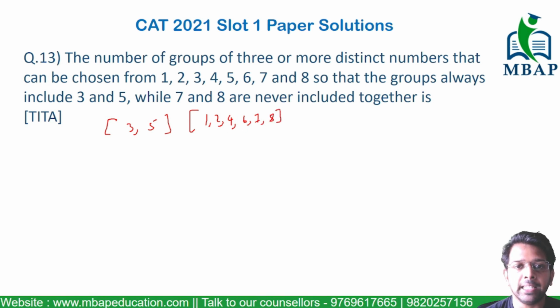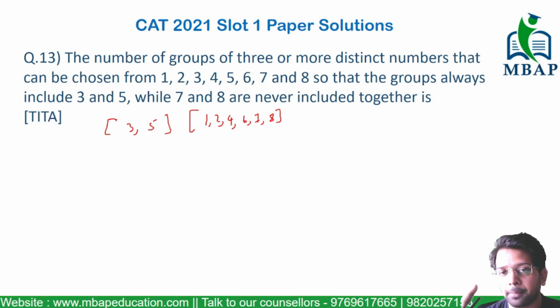I am left with these numbers which I can choose: 1, 2, 4, 6, 7, 8. There are 6 numbers which I can choose. I can choose at least one, or I can go to a maximum of all the 6 to be chosen together. Can I choose 0 out of it? No, because we want a minimum set of 3. 3 and 5 have already been chosen. Out of the remaining 6 numbers, I have to choose at least one.